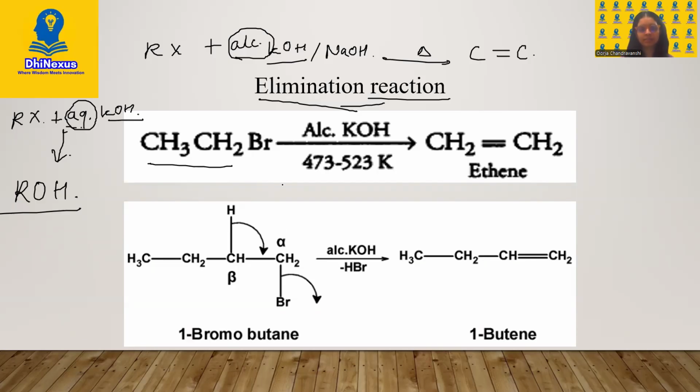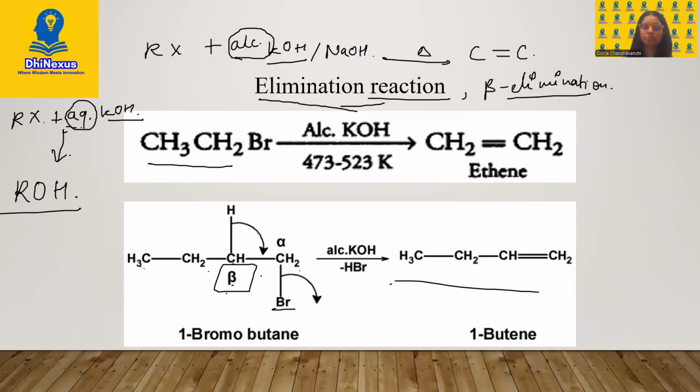So what is happening? This is also called beta elimination reaction. Why? Because this is my n-butyl bromide. In this case, the alpha carbon will be the carbon to which the bromide or any halide ion is attached. The next adjacent carbon to it is called a beta carbon. So, in presence of alcoholic KOH, the hydrogen from this beta carbon is eliminated, and so is the bromide from the alpha carbon. And what we achieve is a butene.